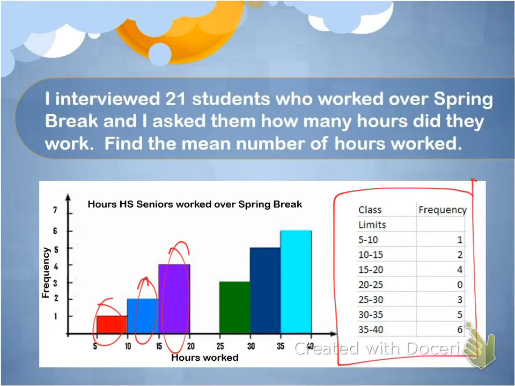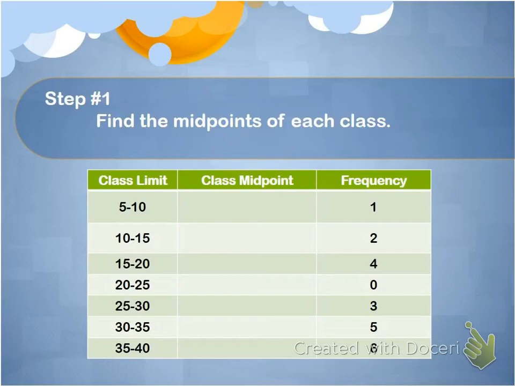Now, we don't have the exact answers to that survey. We don't have the exact hours that each person worked, but we can still come up with the mean, or at least estimate the mean. We won't know exactly what it is, but we'll be able to estimate it pretty easily. So we have to find each class midpoint. Remember how to do that? We simply take the boundaries and average them.